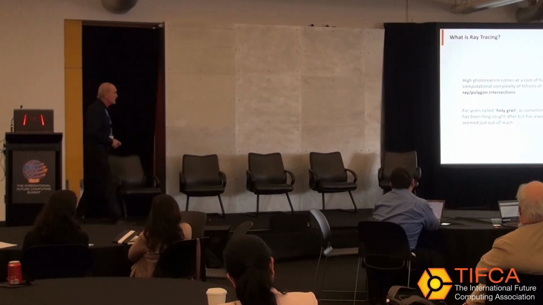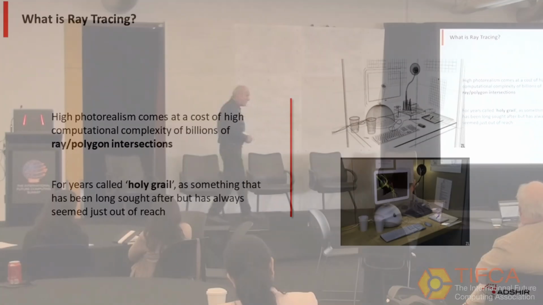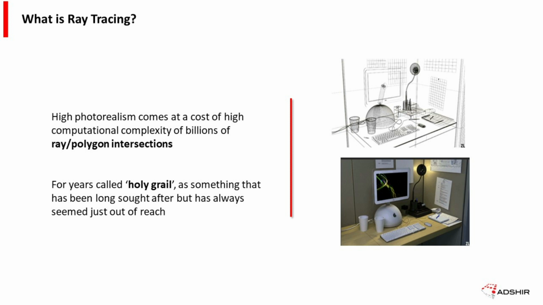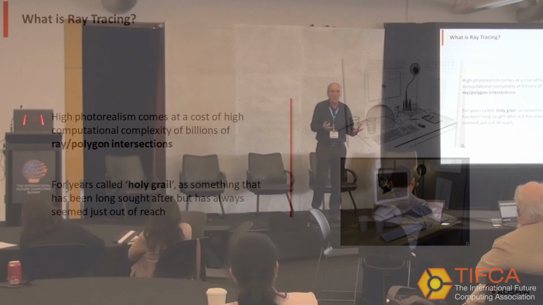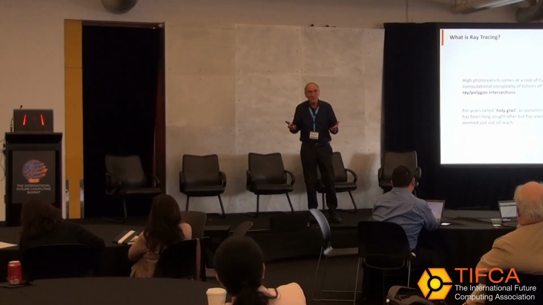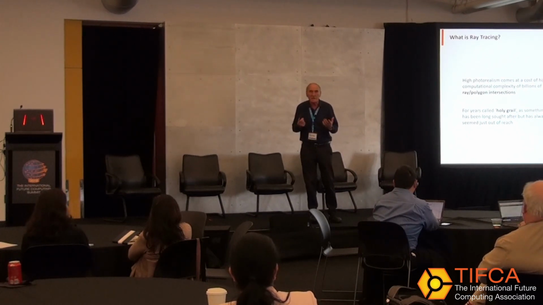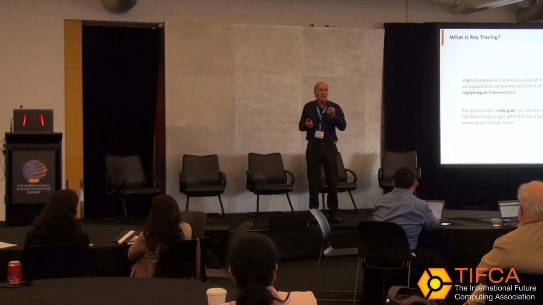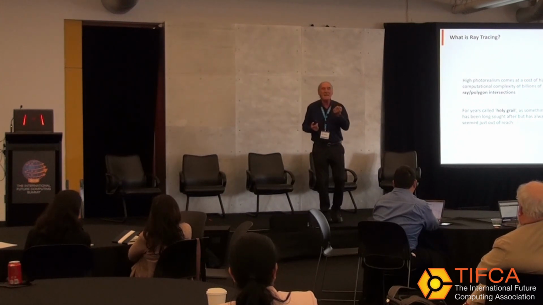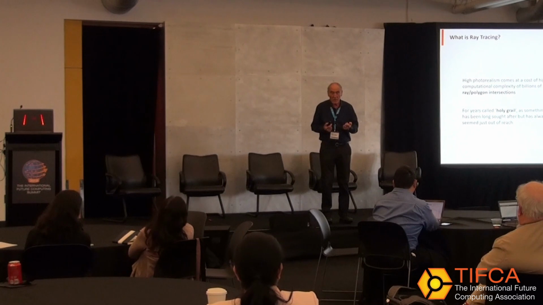So what is ray tracing? Ray tracing is a simulation of light. If you look at this hall, for example, why can we see each other and the tables and everything? Because there's light. If there's no light, you will see nothing. Now, how do you simulate light? You simulate the light by billions of rays.